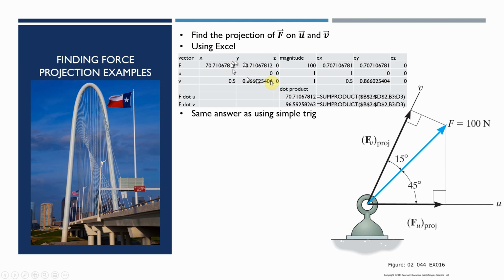So we can get F dot U, which is the magnitude of F times cosine theta, and you get the dot product. This is the function in Excel that will give you the dot product right here. SUMPRODUCT is the function name. You just select the three cells that represent one vector, in this case F, and the three cells that represent the second vector, in this case U.